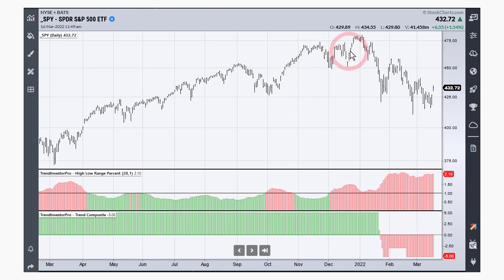But then look in December here. In December, we had volatility above average as we were hitting new highs. And that's because we had a surge, we had a dip, we had a surge. And these were pretty big, wide-ranging days. I mean, that's what the HighLow range quantifies.